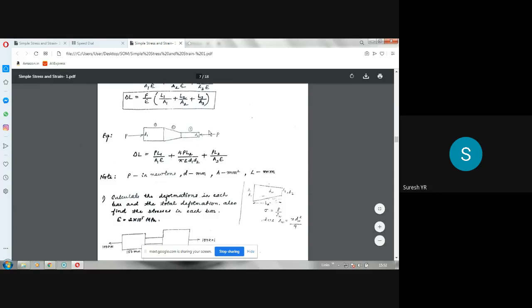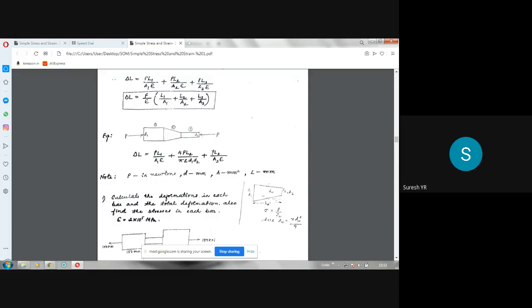P is applied like this. See the arrow. Arrow direction is very, very important. So if you apply that in the compressive direction, you will get contraction of the bar. So this is what I wanted to explain.